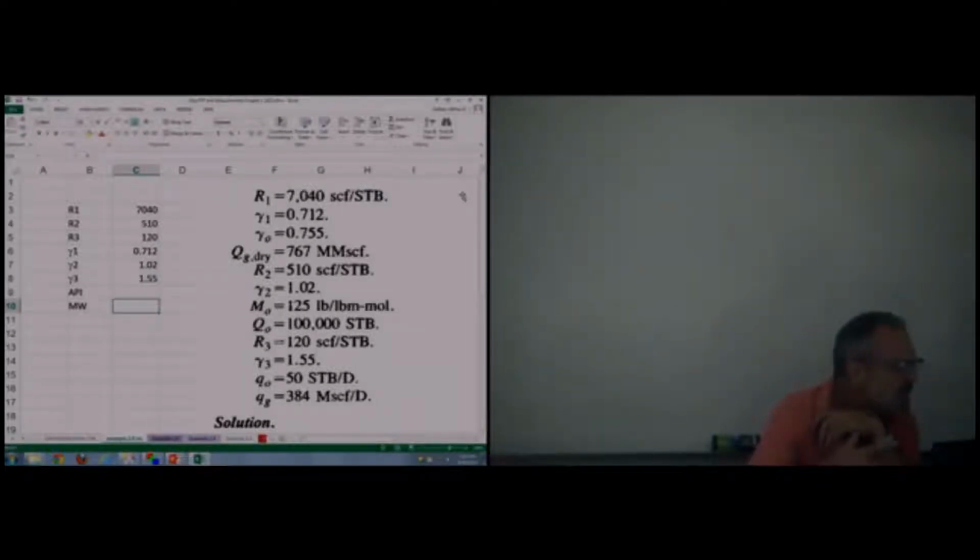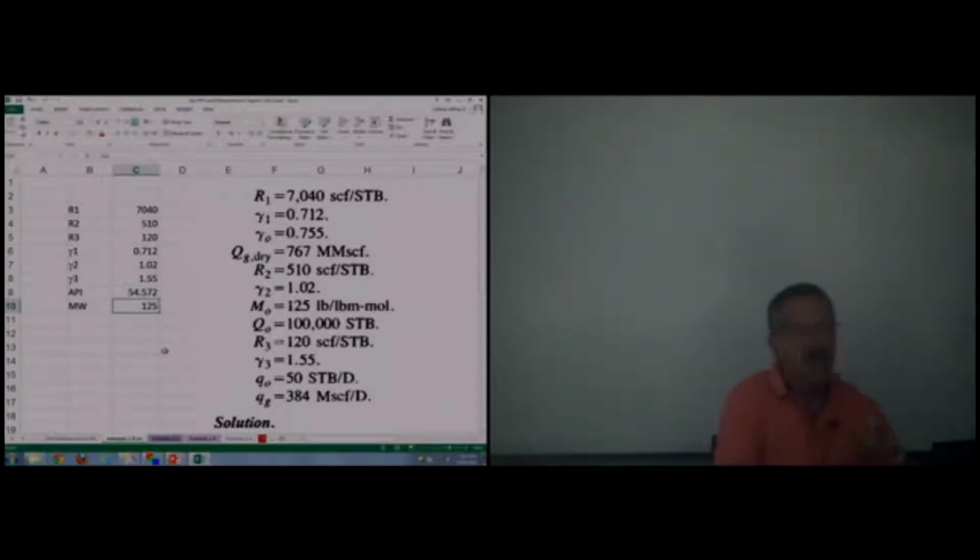Now, the reason I wrote my VB for API is it's just a linear equation, so I'm going to go get API equals, you can just start spelling it if you know what you want. I want API from molecular weight, and here's my molecular weight. And tell me when you can get 54.572. Show that again, sorry. How many people got it? Okay, I'll show it one more time.